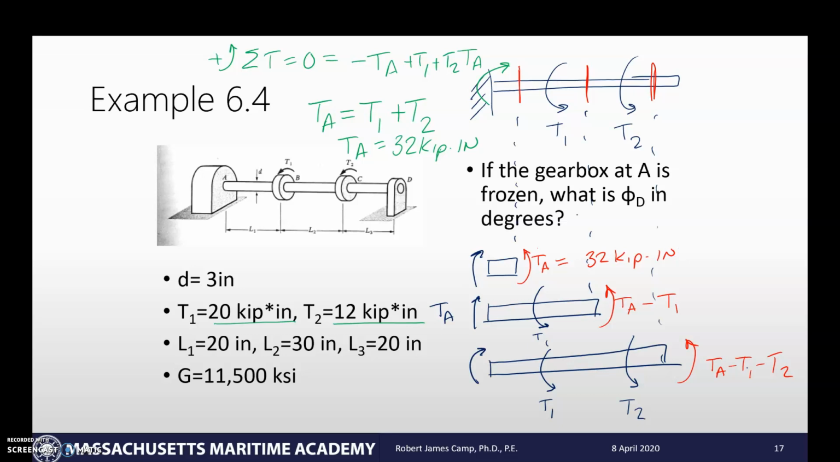So if I go to the next one, what's the next one going to be? Well, it's going to be TA, which is 32, but I'll be taking 20 off of it because T1 is 20 kip inches. That means this is going to be 12 kip inches. And then if I go to the third, the free end, TA minus T1 minus T2, that's going to tell me it's going to be 0, which should make sense because it's free. There's nothing to twist it.